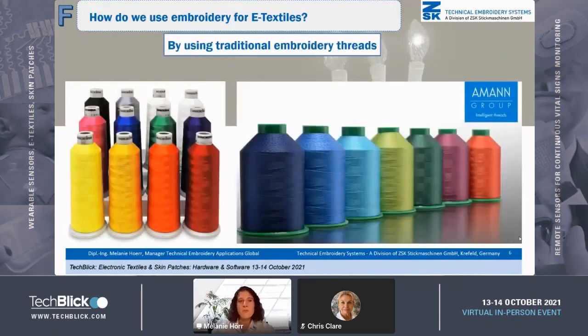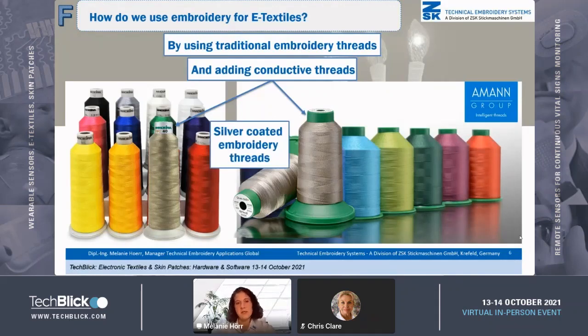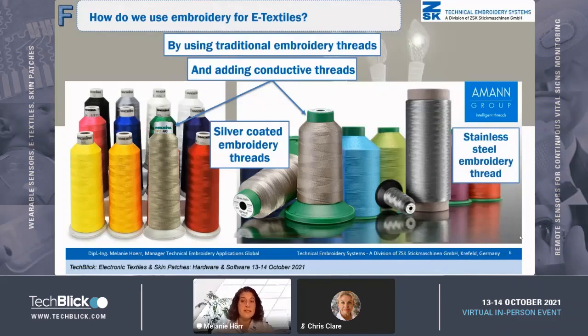We start by using traditional embroidery threads, and then we add conductive embroidery threads. Most of them are silver or silver-coated embroidery threads, but for some applications the silver coating is not usable or suitable, and then there is a stainless steel embroidery thread available.